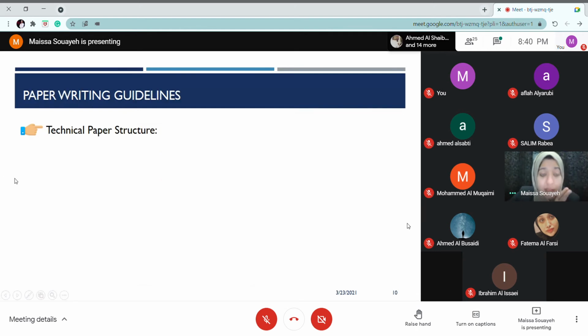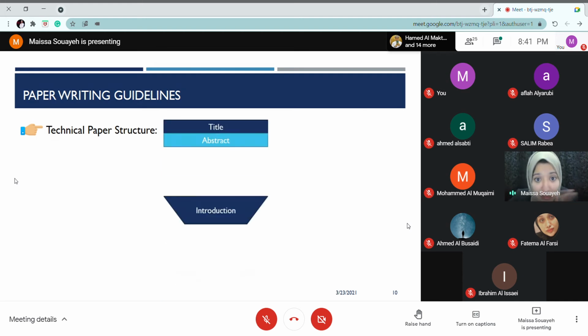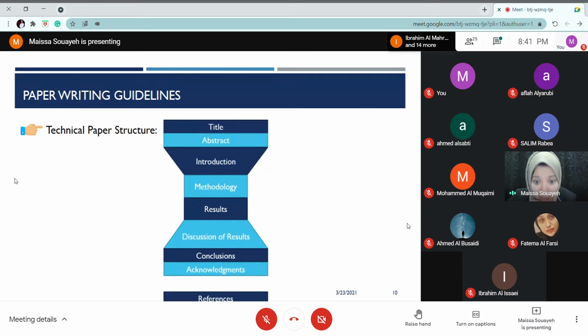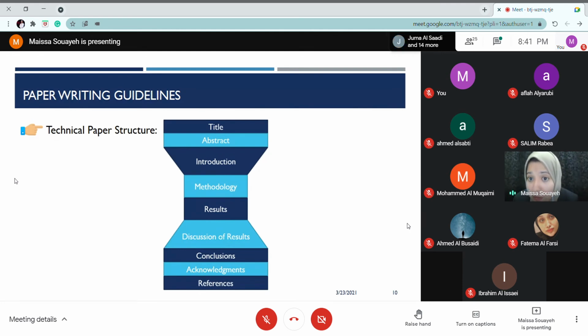So the first thing to know about writing a technical paper is to understand what the structure of the technical paper is and what exactly each part means. Okay, so the structure of the technical paper. When you see this structure, I think you are familiar with it. Most of you did labs and wrote lab reports at some stage, and you'll see that this structure, title, abstract, introduction, methodology, results, the discussion of results, conclusions, acknowledgement, references, all of these, you did something similar in your lab reports.